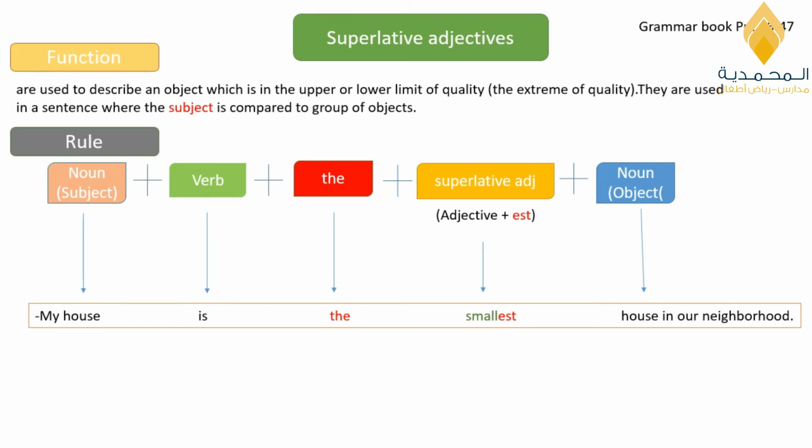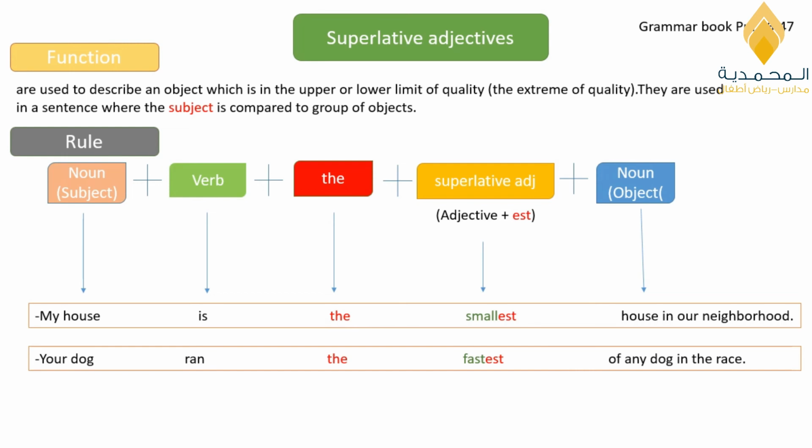My house is the smallest house in our neighborhood. You can notice here that I compare my house with the houses in our neighborhood. So I say, my house is the smallest house in our neighborhood. We have the adjective small, so I add the before small and est after small, the smallest. Let's see another example.